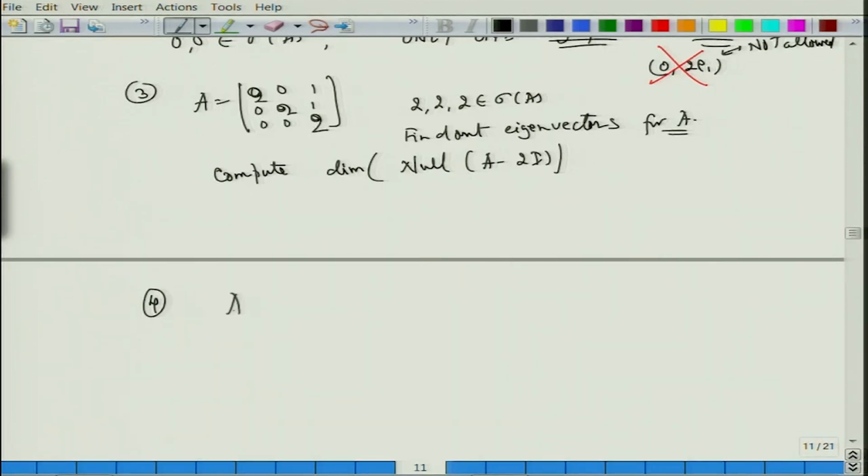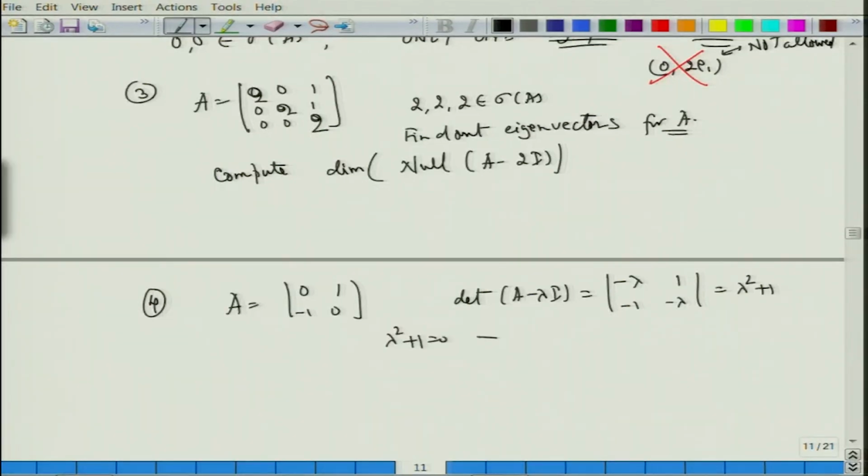Fourth, look at this matrix A, which is 0 1 minus 1 0. All right, fine. So if I look at this, everything here is real entries. Let us compute the determinant of A minus lambda I. The determinant of this will be 0 minus lambda, 1 here, minus 1 here, and minus lambda here. So this is same as lambda square plus 1. So if I want to get the eigenvalues, you have to write lambda square plus 1 is 0, and this will imply that lambda is equal to plus and minus i. Fine. So you have complex eigenvalues.